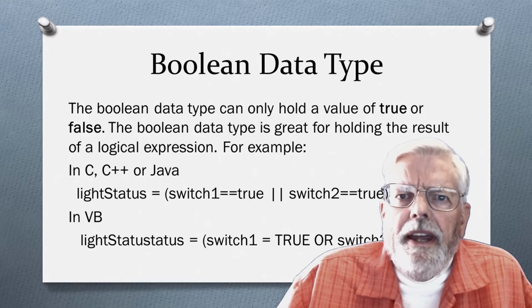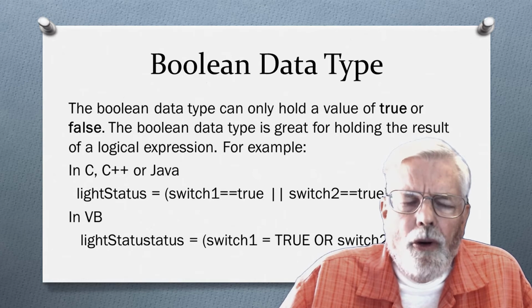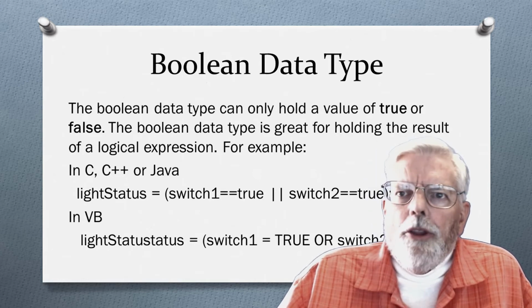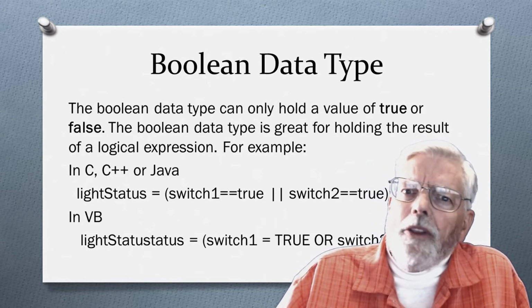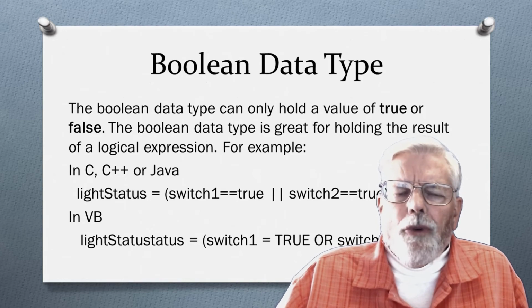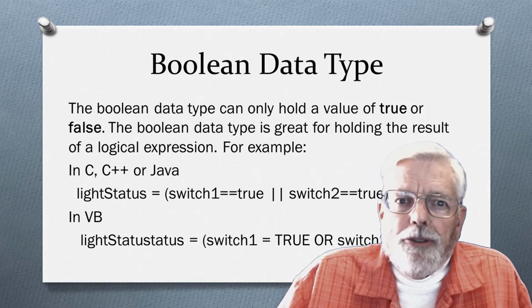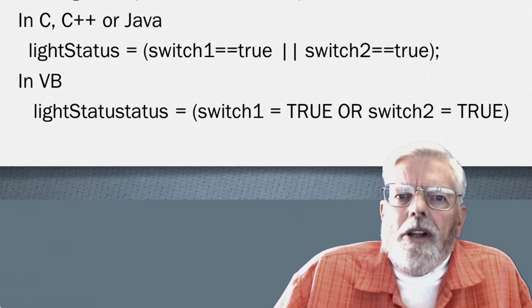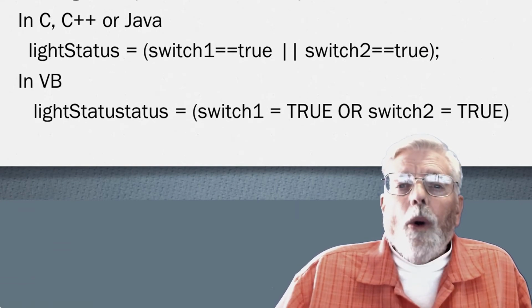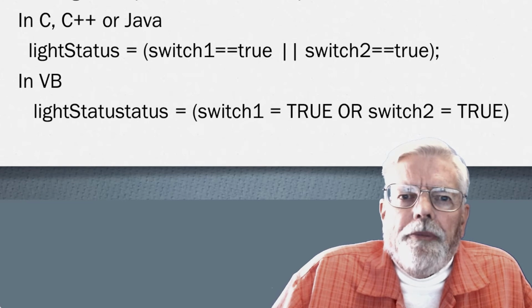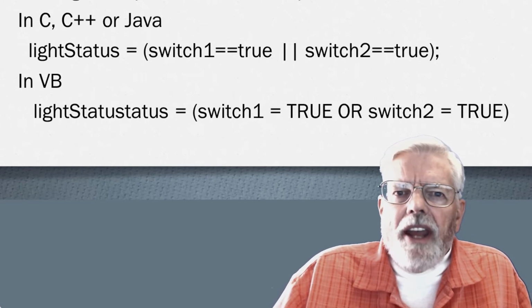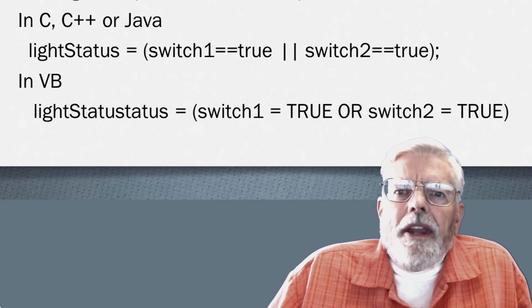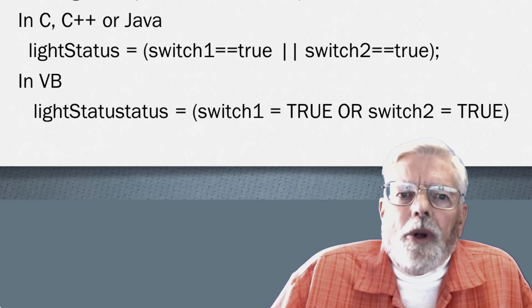The Boolean data type can only hold a value of true or false. The Boolean data type is great for holding the result of a logical expression, for example, in C, C++, or Java: light status equal switch 1 equal true or switch 2 equal true. In Visual Basic: light status equal switch 1 equal true or switch 2 equal true.